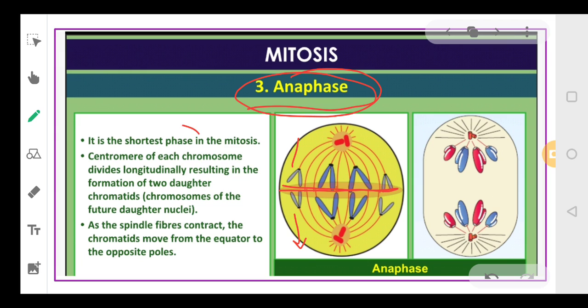So this is the shortest phase of the mitosis, where you will observe that the chromatids are moving towards the opposite poles. Okay, these spindle fibers will contract and they will pull the chromatids to the opposite poles, as you can see here. So this is the early anaphase. Now in late anaphase, as you can observe here, the chromosomes are reaching up to the different poles. And as you can see, they have V-shaped chromosomes. The chromatids have become V-shaped.